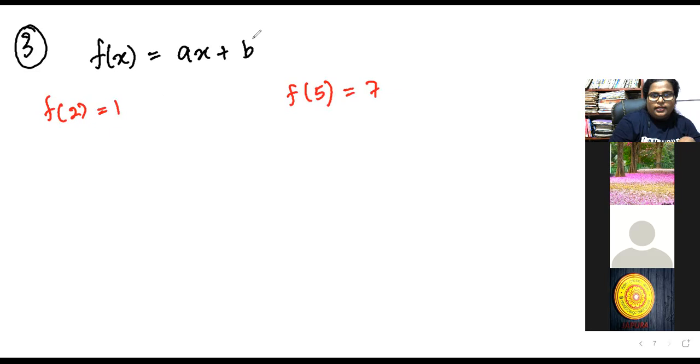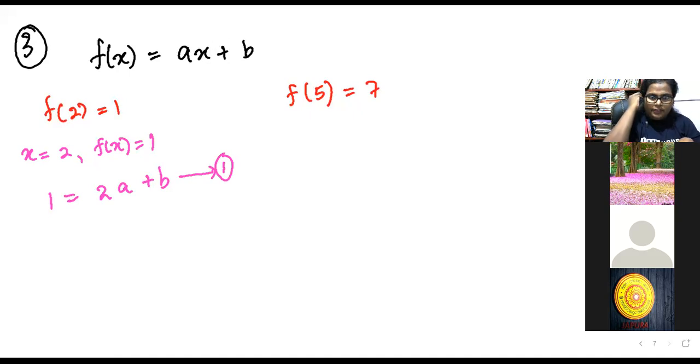That means you can substitute x as 2 and f(x) as 1 here, right? So f(x) is 1, and for substituting this one, you can take 2a plus b. This is our first equation, the first simultaneous equation.